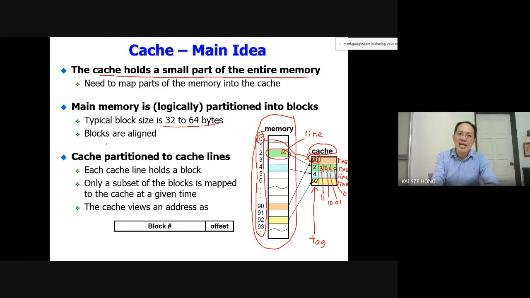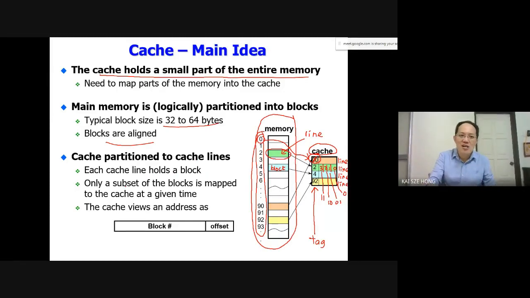The blocks are aligned. So the cache is partitioned into cache lines. So one block of the memory goes to one line of cache. Let's study the terms correctly. One block inside the main memory, or the RAM, is copied to this one. Sometimes it is called a block or a line. So each cache line holds a block.